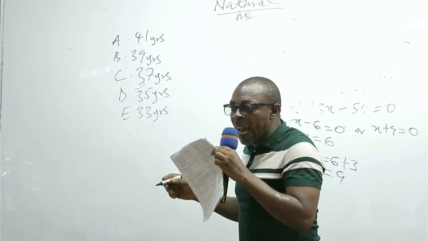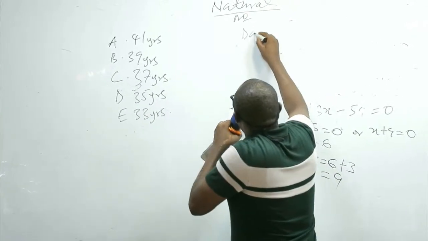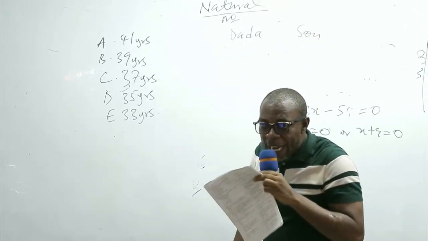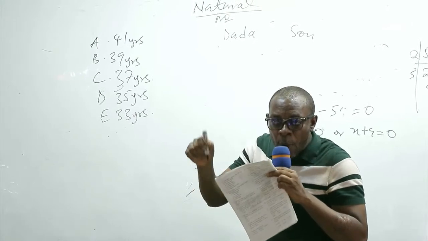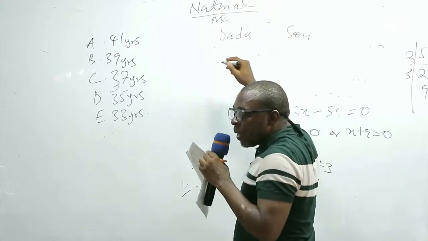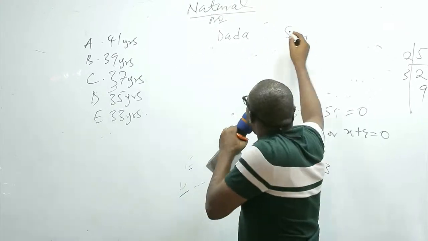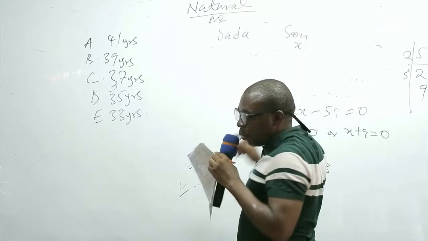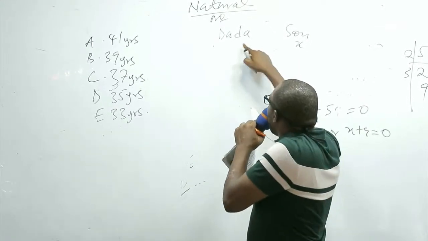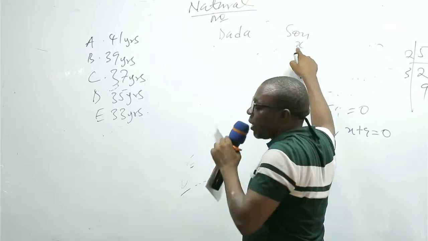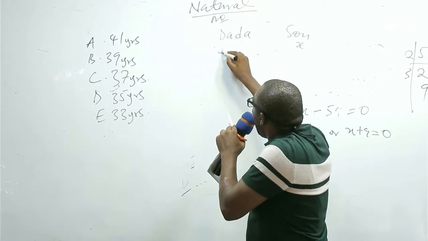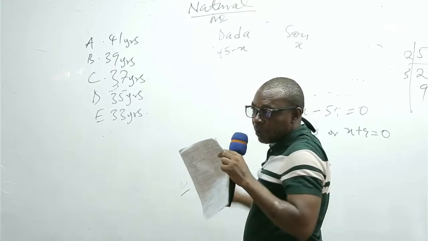Now, you know that Dada and son, who is older? Dada. But they say the sum of their ages is 45. Okay, let Dada's son be X years old. Are you with me? Now, if Dada's son is X years, then Dada will now be 45 minus X.